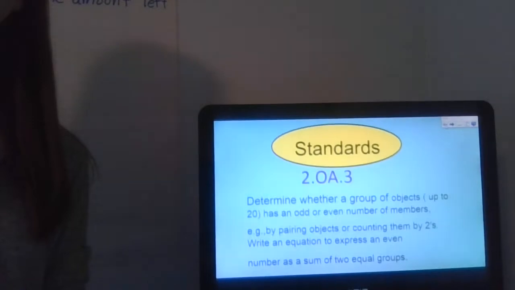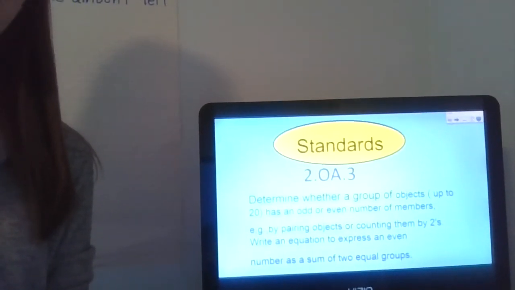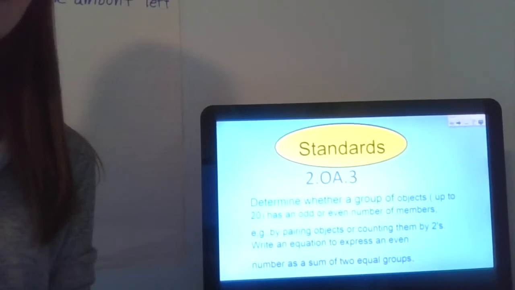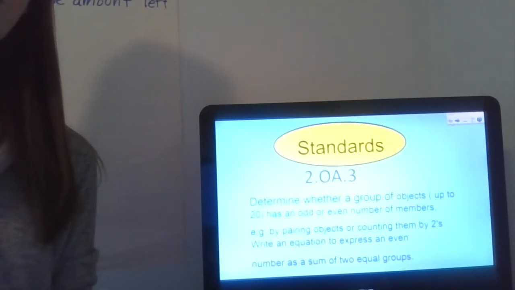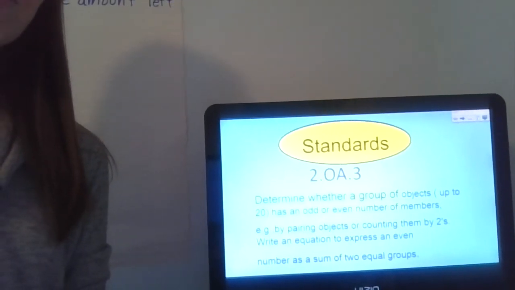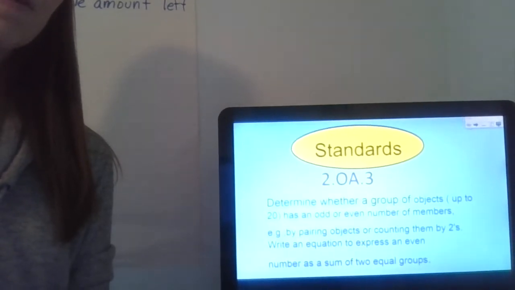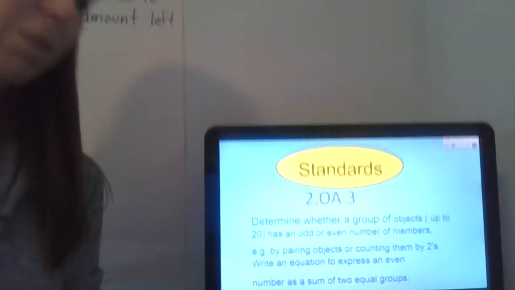So today we're still working on standard 2.OA.3, and that's determining whether a group of objects has an odd or even number of members. So we can pair objects or count them by twos, and we write an equation to express an even number as a sum of two equal groups.